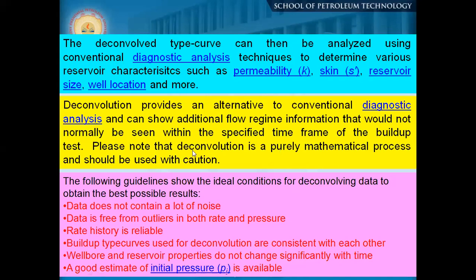What that means is, whatever specific time we conduct the test, our compressible zone will reach up to a certain level. But if we perform a deconvolution analysis, it helps us to predict beyond the specified time frame we test. Okay, so this is one of the advantages of deconvolution. That means it will give us some extrapolated information beyond the test time also.